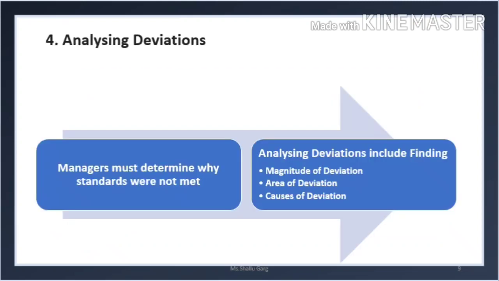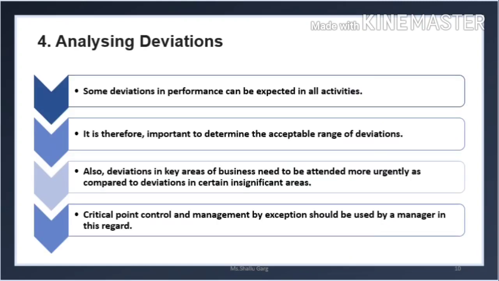Now the fourth step, analyzing deviation. Now you will find out why the standards were not met and what is the magnitude of deviation, whether it is a big deviation or it is a small deviation, in which area deviation has occurred, and the causes of deviations. These points you need to consider while analyzing deviations.